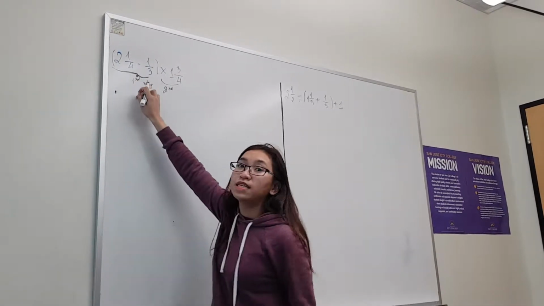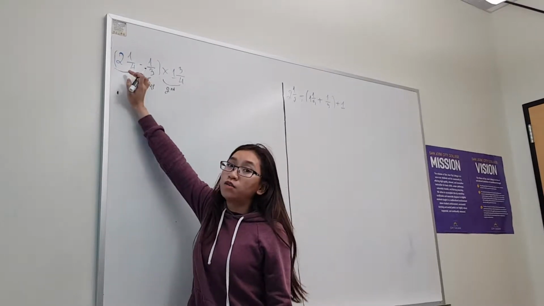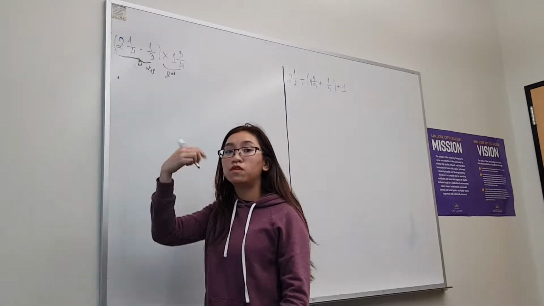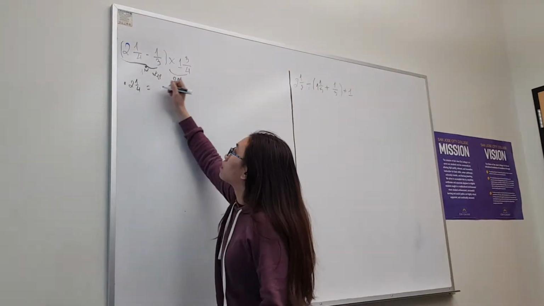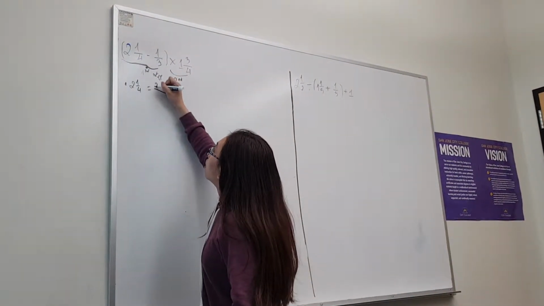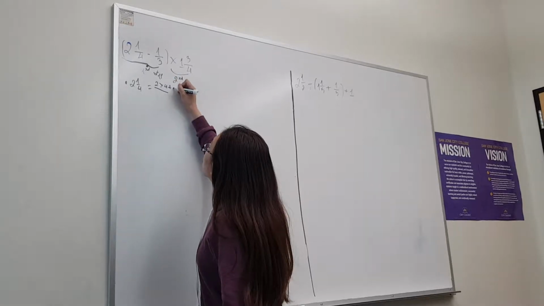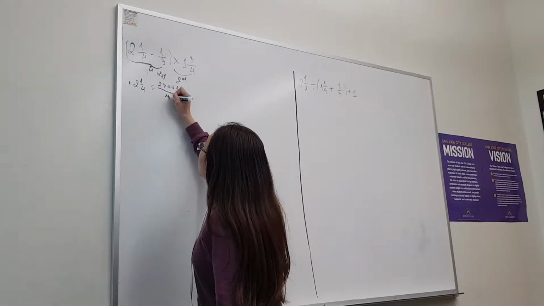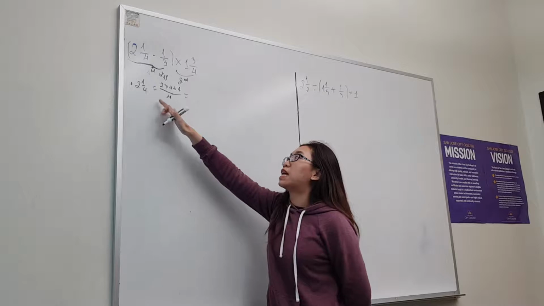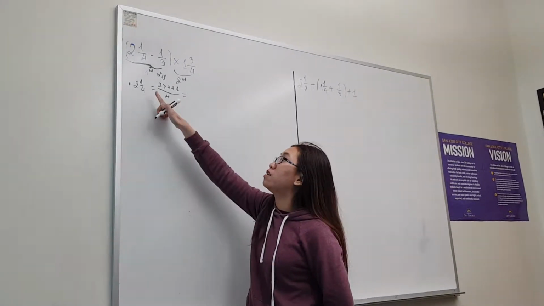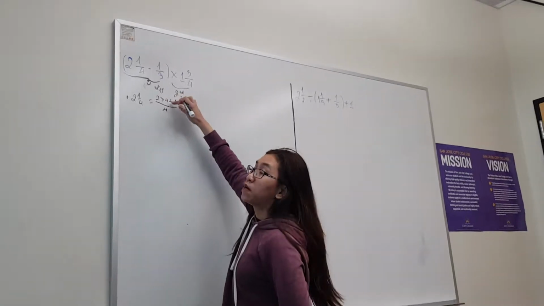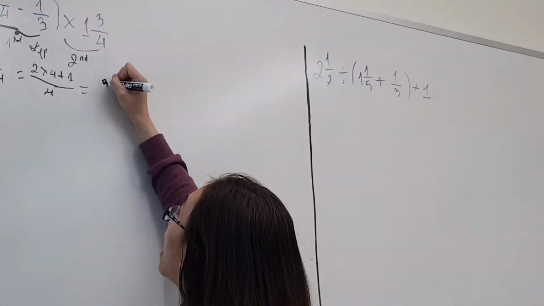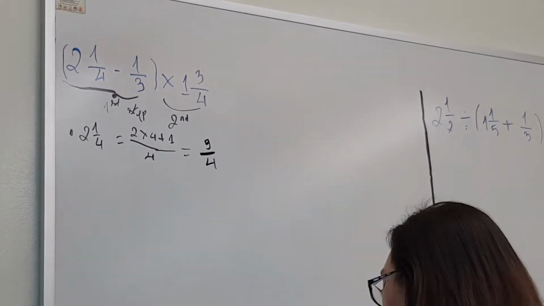In the parentheses, you see the mixed number. You need to change the mixed number to a fraction. You always keep the same denominator. You just change the numerator. 2 multiplied by 4 plus 1, you have numerator 9 over 4.